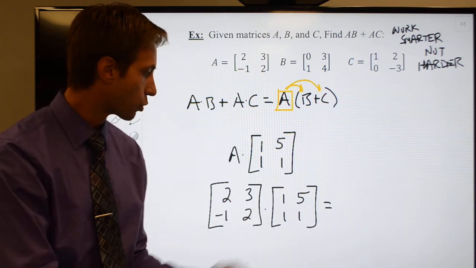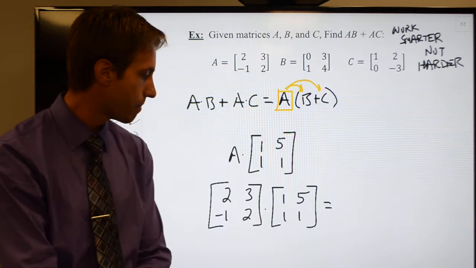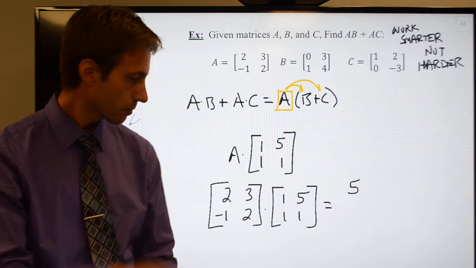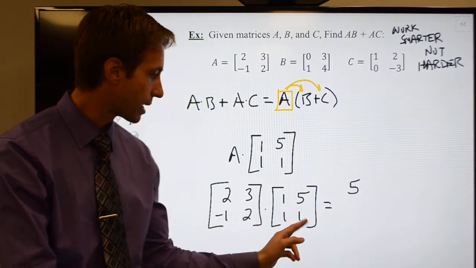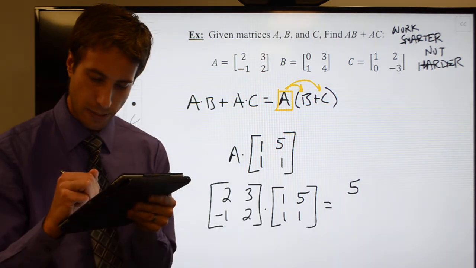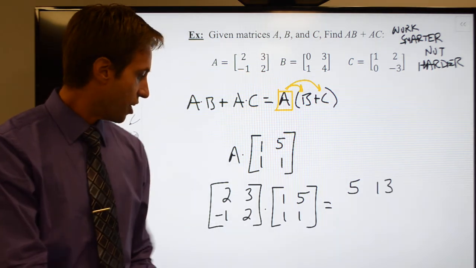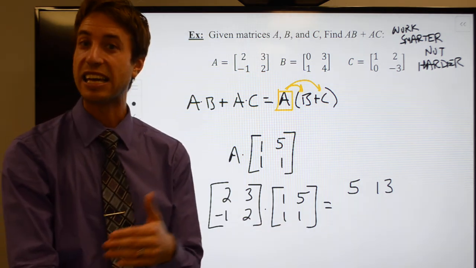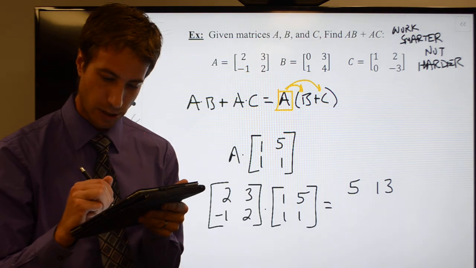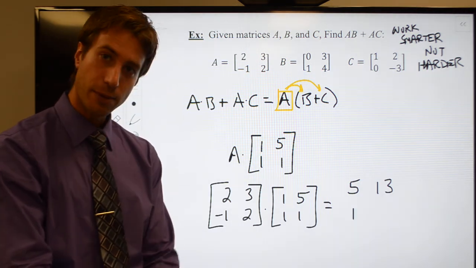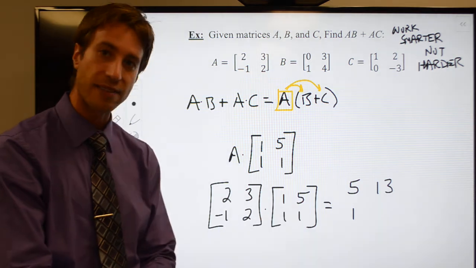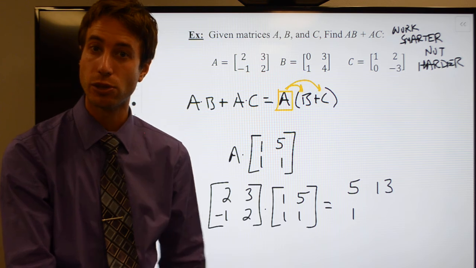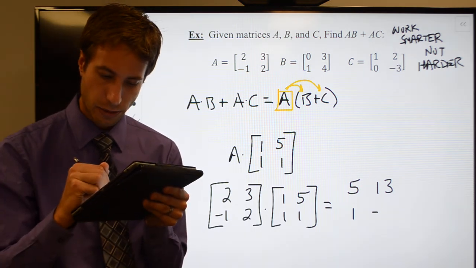So let's do it in our heads. 2 times 1 is going to be a 2. 3 times 1 is going to be a 3, and 2 plus 3 will be 5. 2 times 5 is 10. 3 times 1 is 3, and 10 plus 3, how about 13? Negative 1 times 1 is a minus 1. 2 times 1 is 2. Negative 1 plus 2. Yeah, that's a positive 1. And let's keep going. You got one more to go here. Negative 1 times 5 is going to be a minus 5. 2 times 1 is going to be 2. Negative 5 plus 2. How about a minus 3?